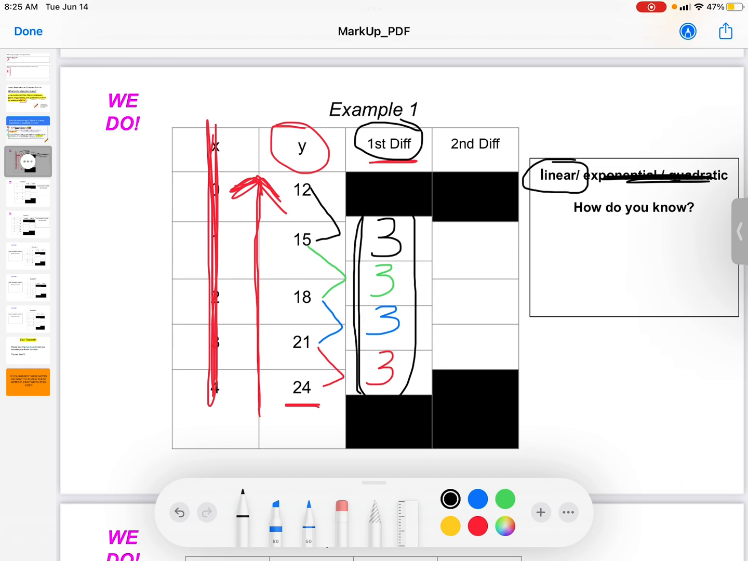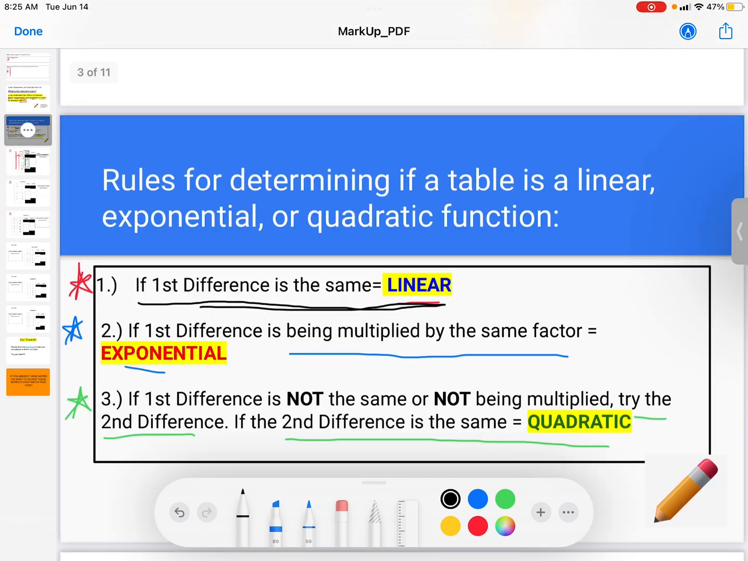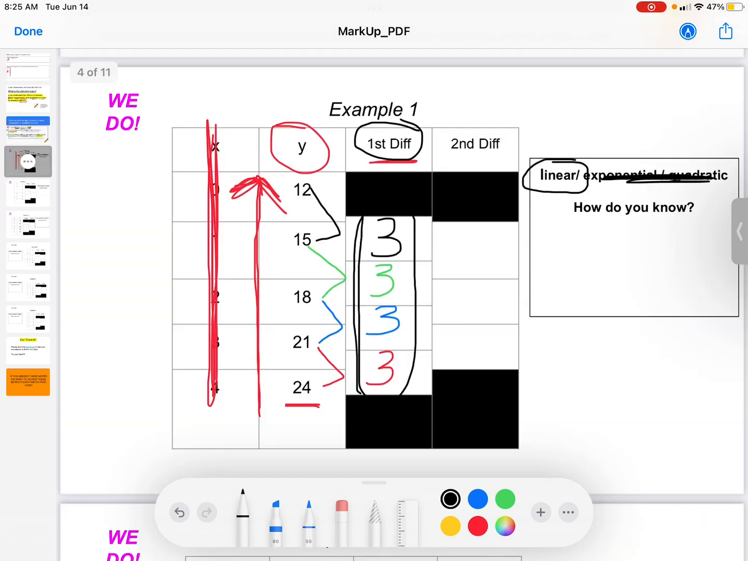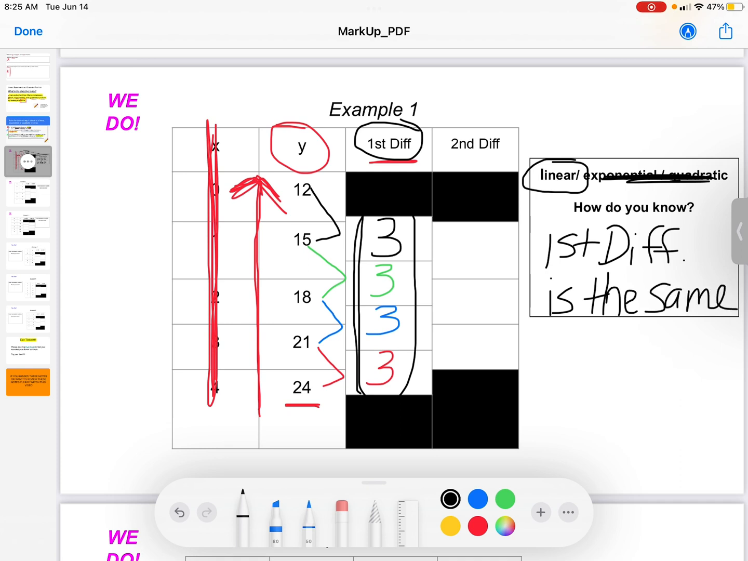Now, I'm also asking the question, how do you know? Well, I know because my rule says the first difference has to be the same. And here, the first difference is the same. So I'm going to say first, and I'm just abbreviating difference to diff, first diff is the same. And that is a perfectly fine explanation. That tells me you know why it's linear. Okay, that is example 1.